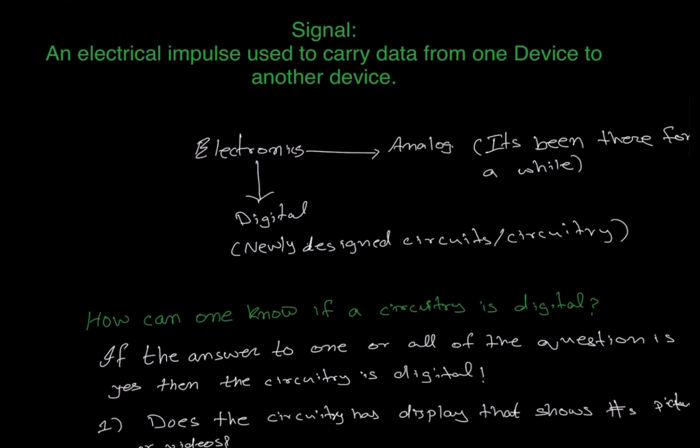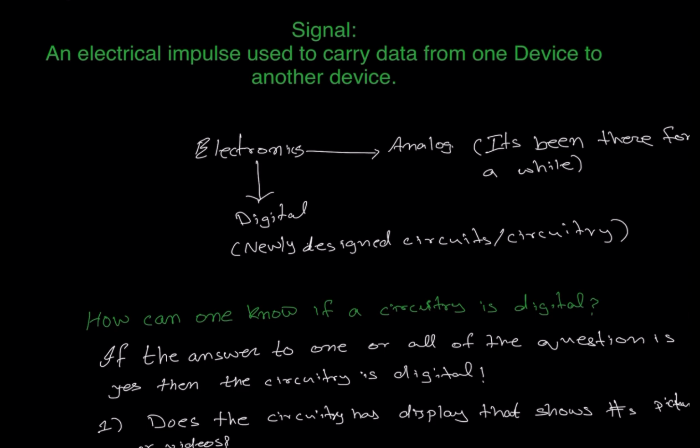So this is how the definition of a signal is. Now electronics are divided into two categories: analog electronics and digital electronics. Analog electronics was previously used vastly in the earlier times. Since today the world is going through digitalization, most of the circuits or circuitry are becoming digital.